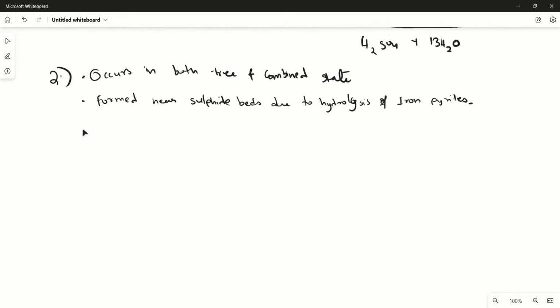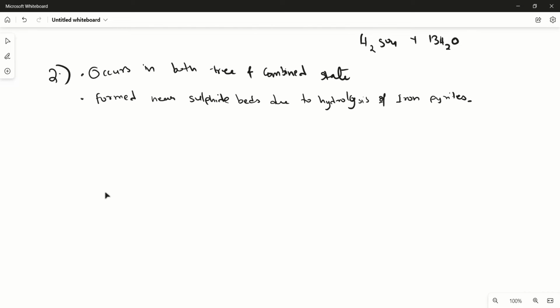This is where you can see H2SO4. Now, how do you prepare it? So it occurs in both free state and combined state, and it's formed near sulfide beds. It occurs in minute traces in hot springs. It is also formed near sulfide beds due to hydrolysis of iron pyrites, and it's also found in the combined states in salts and minerals, just metallic sulfates. Okay, great.